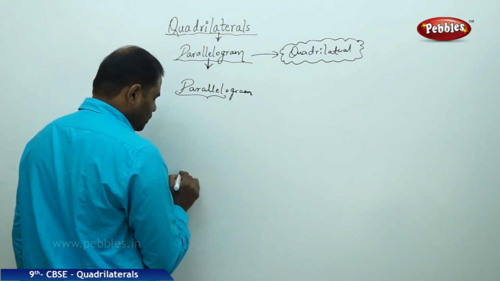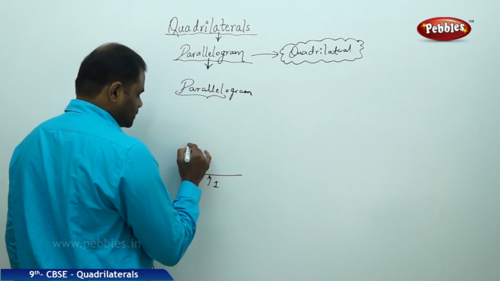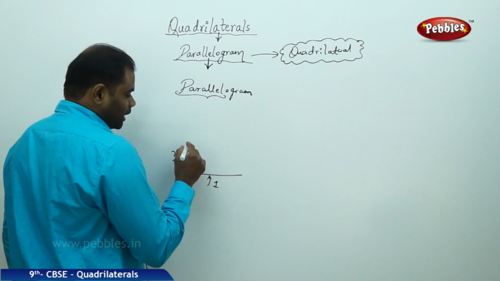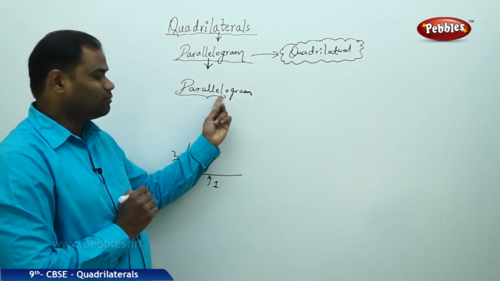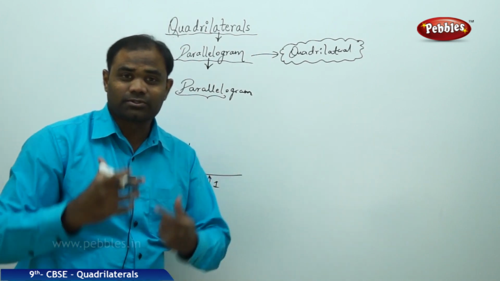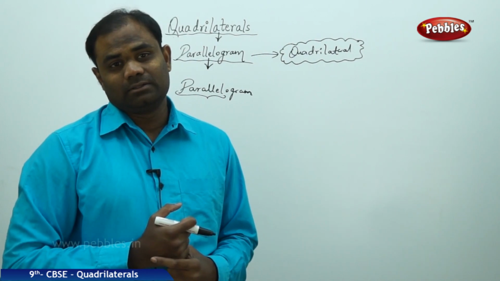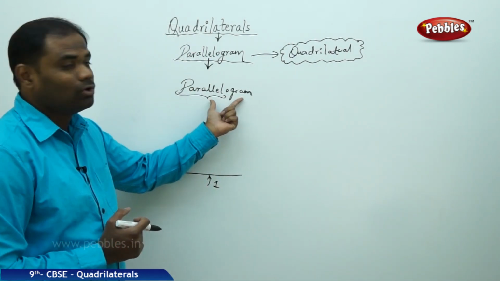the line 1, the line 2 and the line 3, which is parallel to this. The condition is that all four straight lines which are joined together to form a quadrilateral must be parallel. The pairs must be parallel, is how we understand parallelogram.